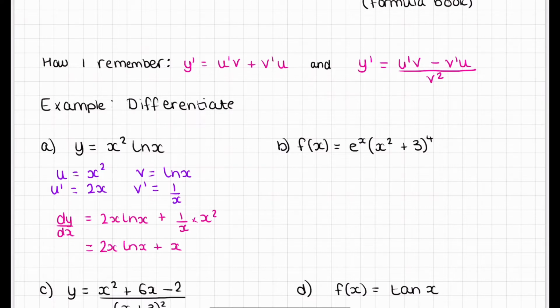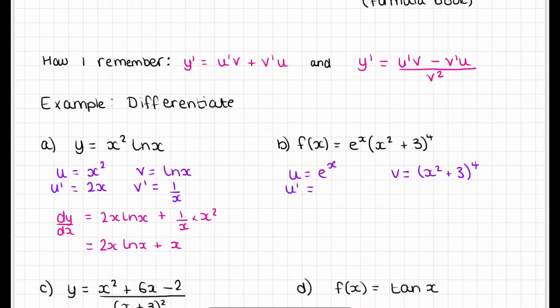b, f of x equals e to the x multiplied by (x squared plus 3) to the power of 4. So the u would be the e to the x, the first part with an x in it, and the v would be (x squared plus 3) all to the power of 4. Do the derivative of each part, so u dash would equal e to the power of x. Just the same, v dash, this would be a chain rule, so you need to make sure you know how to apply the chain rule. And the derivative of this would be 8x into the bracket (x squared plus 3) all to the power of 3. As I said, that's a chain rule, so make sure you know how to do that.